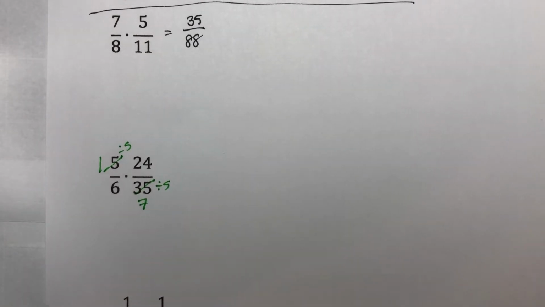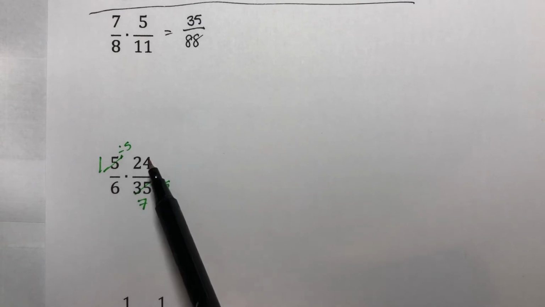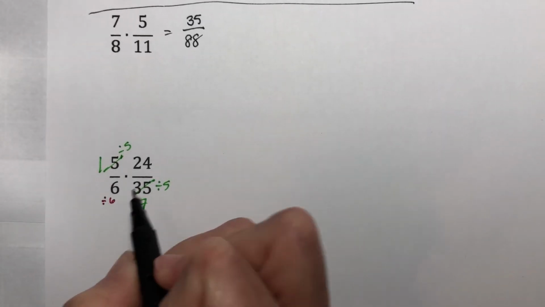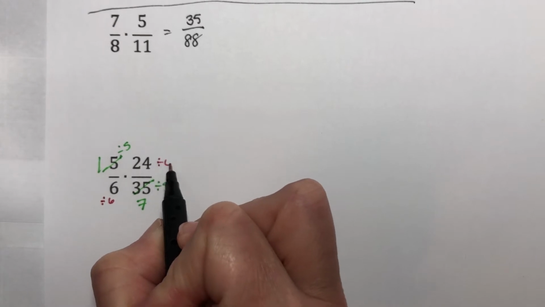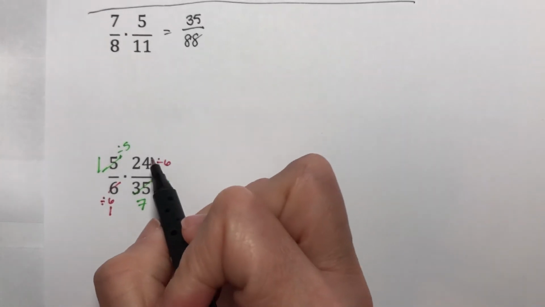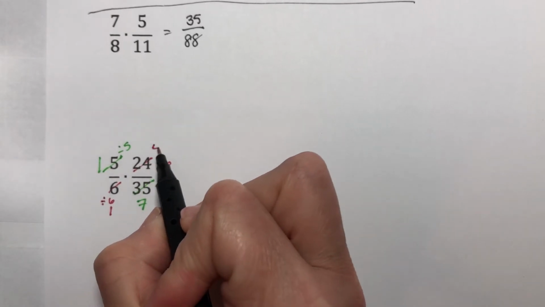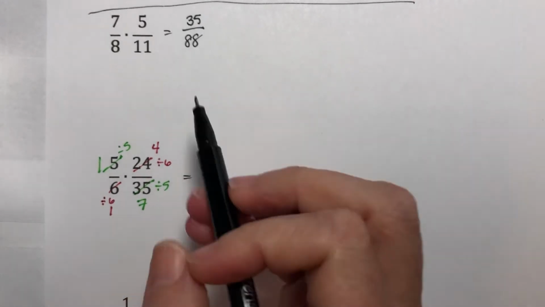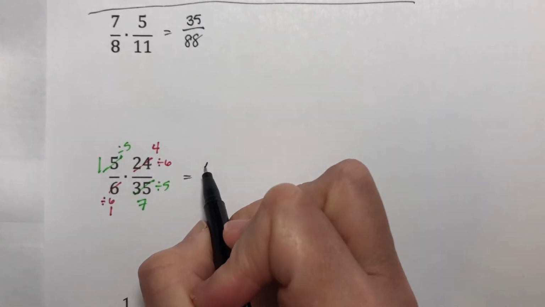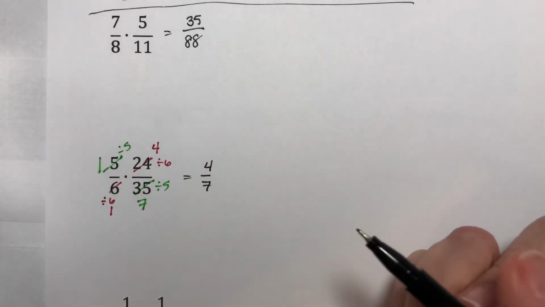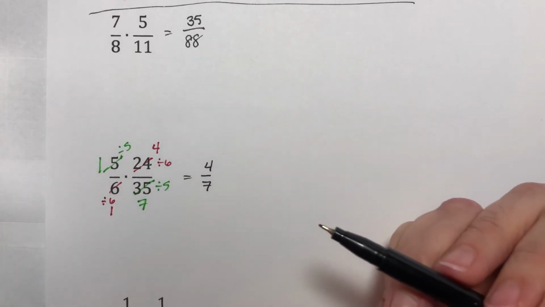Okay. On the other diagonal, I have a 6 and a 24. I can divide this by a 6 and divide this by a 6. 6 divided by 6 is 1. 24 divided by 6 is 4. So what do I have left now? 1 times 4 is 4. 1 times 7 is 7. So your answer is 4 over 7.